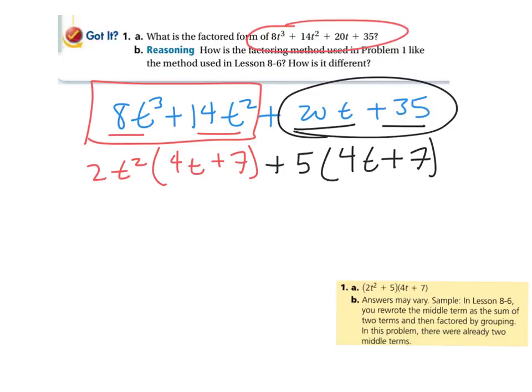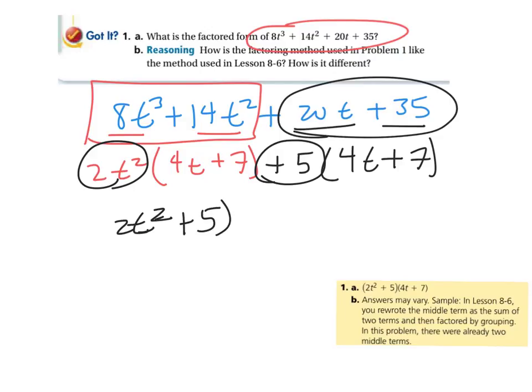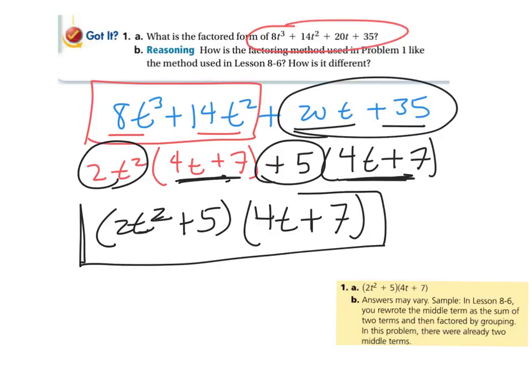That means I go back and I take the first terms. 2t squared plus 5, and I put them together. Then I take that second set and I put them in their own parentheses. There we go. And I say 4t plus 7. Again, this only works when these two terms, after I factor out the greatest common factor, are identical. That's it. That is the fully factored form of what we just did.